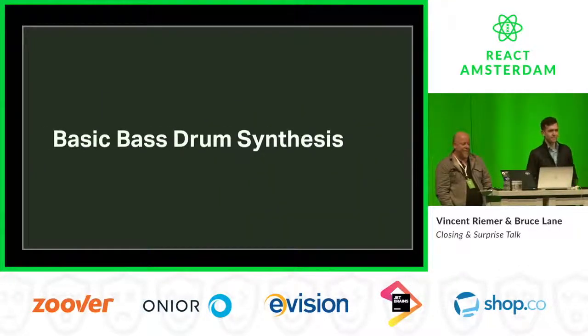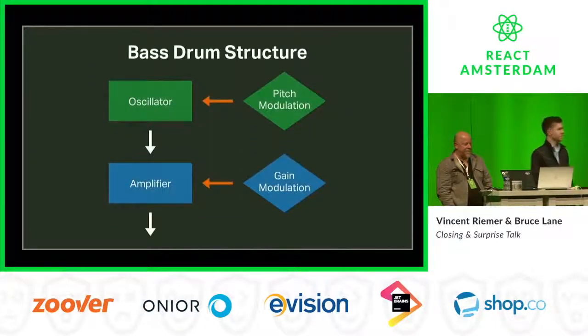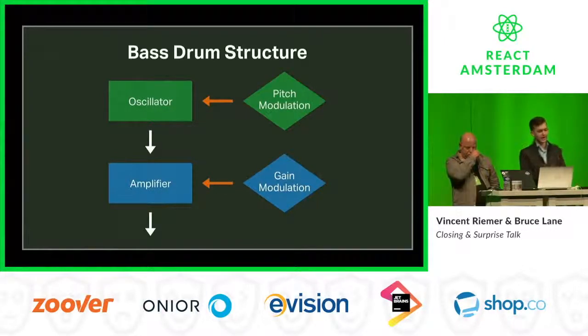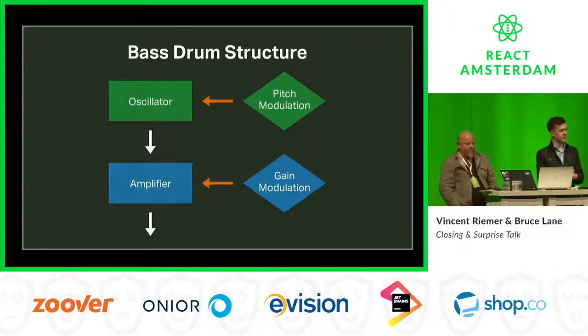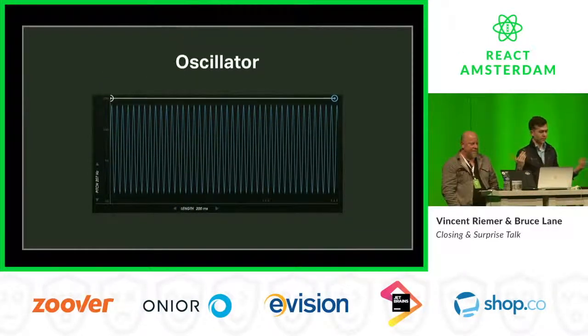So to move on to this triggerSound thing, we need to talk about some basic bass drum synthesis. We're going to do an extremely simple little bass drum. Now, this is a flow diagram of what our bass drum is going to look like, at least with the routing of audio. The oscillator is going to route into the amplifier, which is going to route out to our speakers. The oscillator is going to have its pitch modulated, and the amplifier is going to have its gain modulated. Now, this is a standard oscillator right here. It's free running, and it should theoretically run forever.